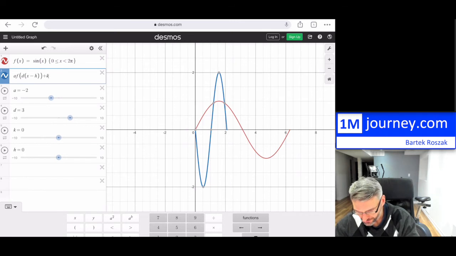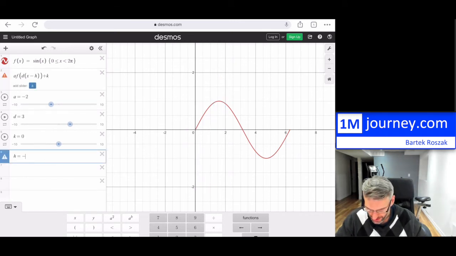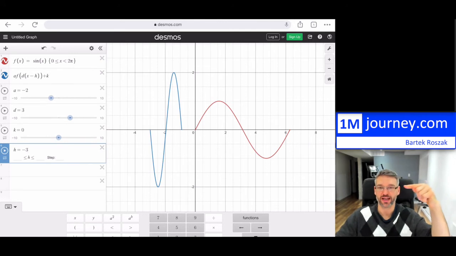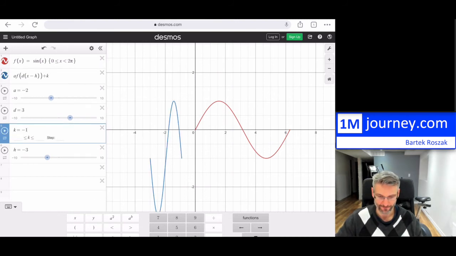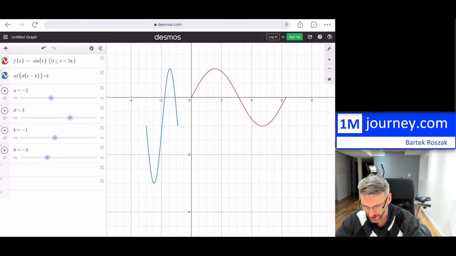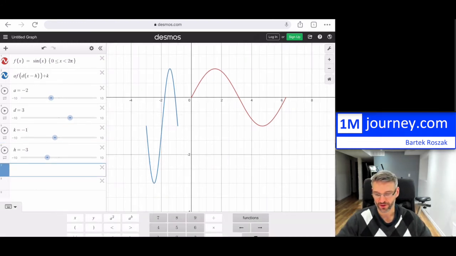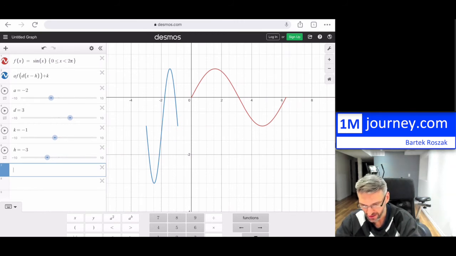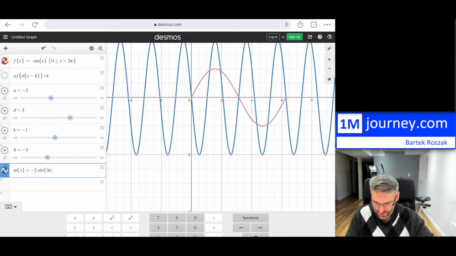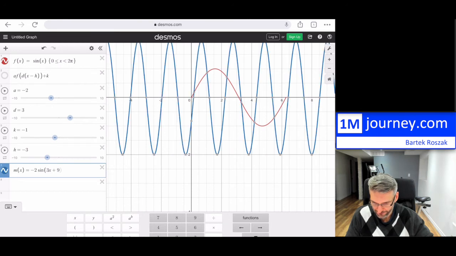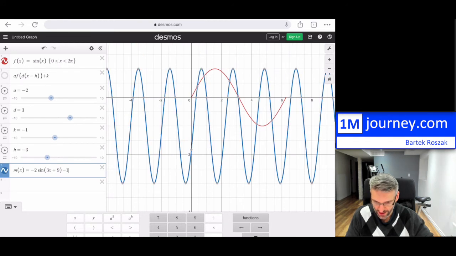Okay, so my h was supposed to be -3. So notice it shifted it to the left. And then my k was supposed to be -1. Okay, perfect. And this is what it looks like. Now, if you wanted to draw out the entire thing, I'm going to block this out. Let's say we wanted to graph the whole thing, which was -2 sine of 3x plus 9, minus 1.